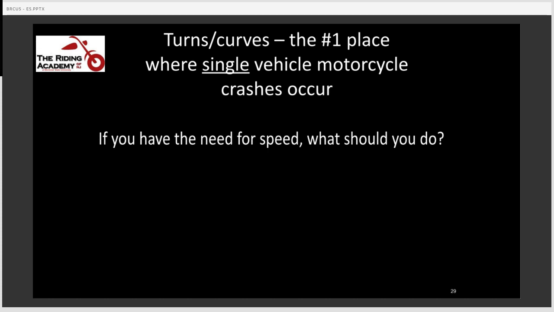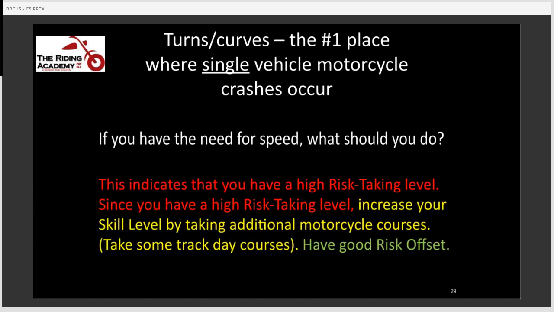Good. If you've got that need for speed, what should you do? Yeah, we get various different answers in our class, but basically, if you've got that need for speed, it indicates you've got a high risk-taking level. And since you've got a high risk-taking level, you need to increase your skill level by taking additional motorcycle courses. Maybe take some of the additional courses that we offer. Maybe take some track days.